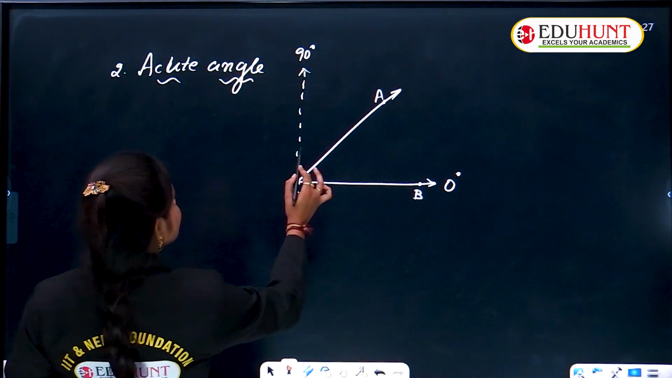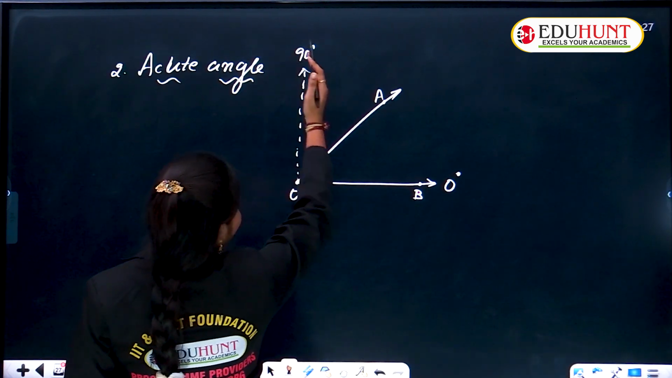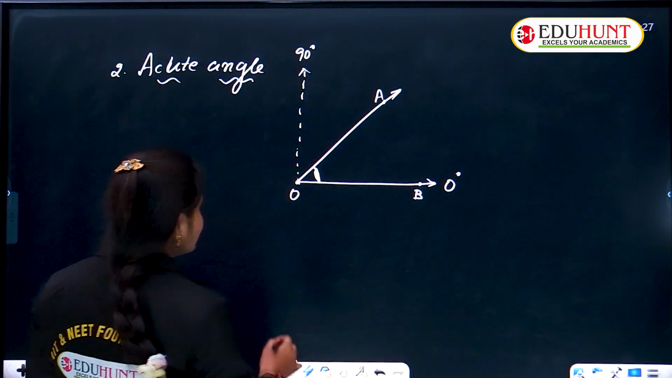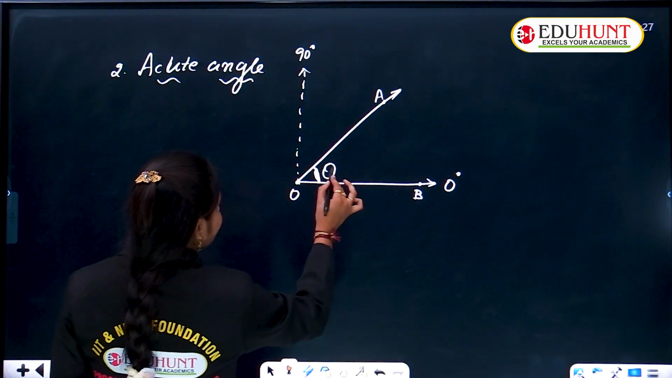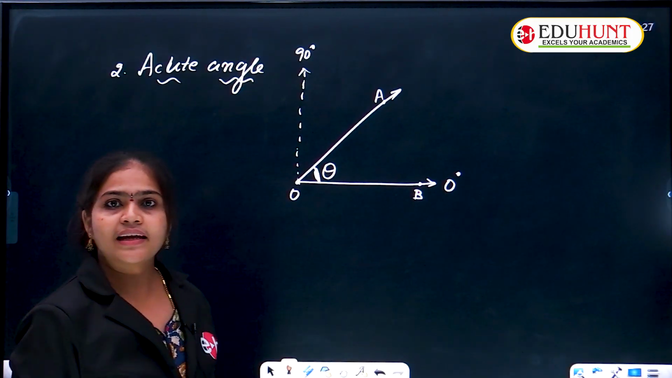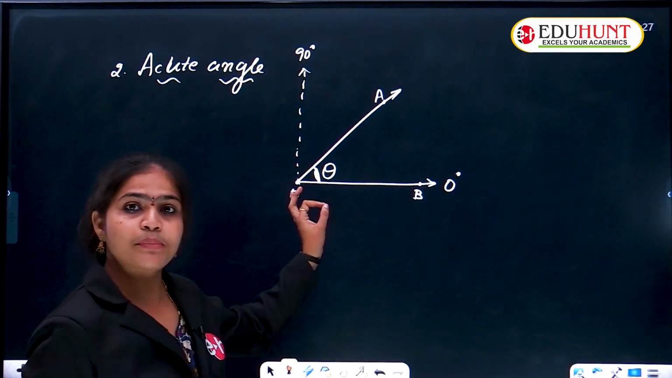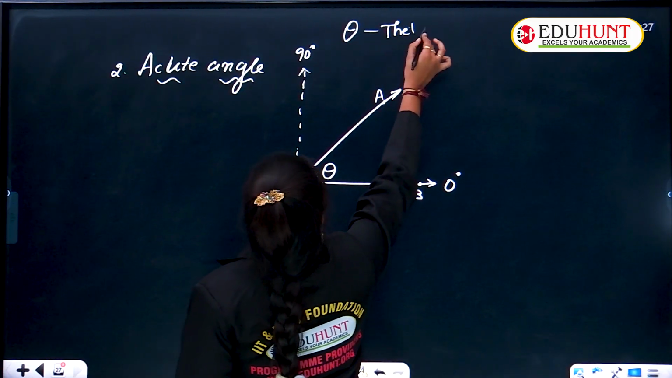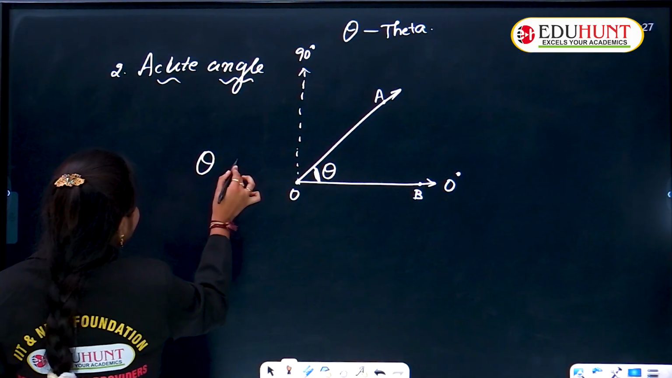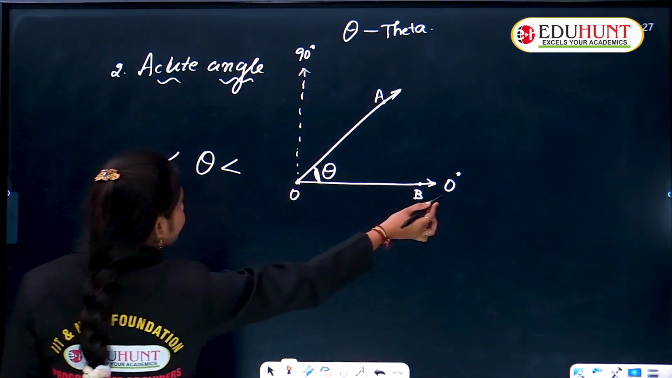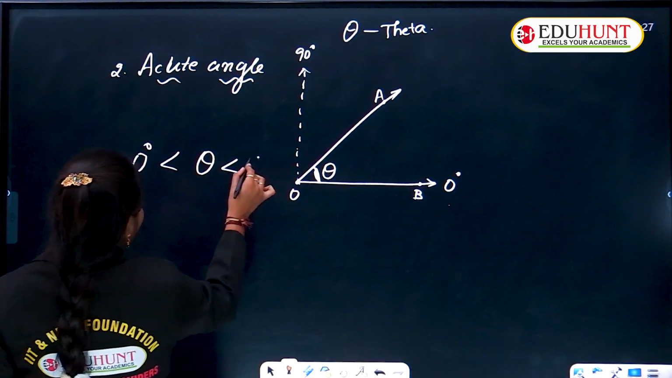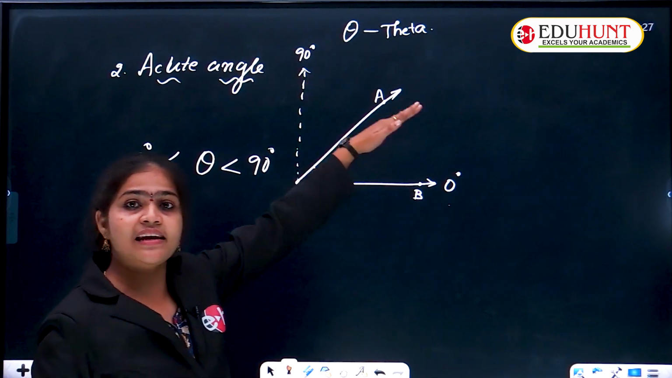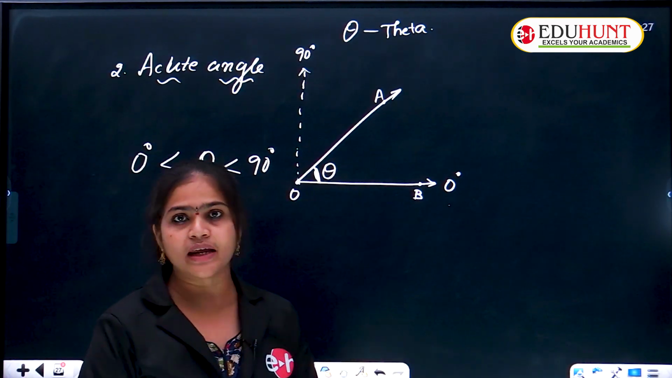Exactly straight means this is a 90 degrees angle. In between 90 degrees and 0 degrees, we have that angle, no? We can say this angle lies in between. For example, represent it with theta. Angle is represented with the letter theta. We will call this symbol theta. Now here theta lies in between 0 degrees and 90 degrees, which means the angle which is greater than 0 and less than 90 degrees is called an acute angle.